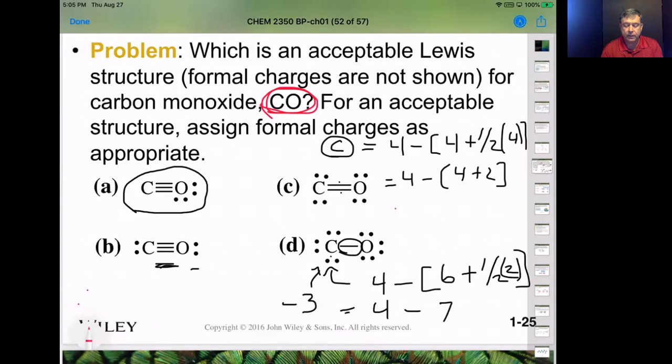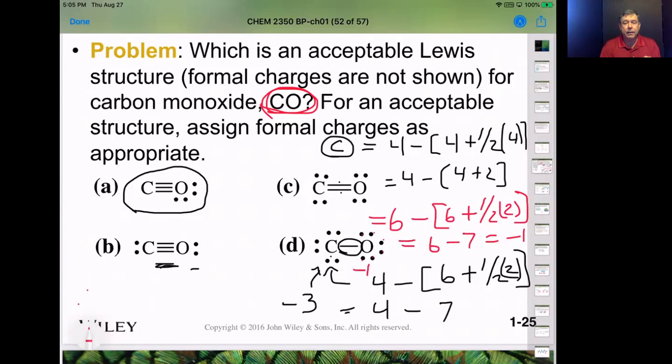Oxygen brought 6 electrons to the party, and it has 6 lone pair electrons, 1, 2, 3, 4, 5, 6. Then we add 1/2 of the shared electrons, which is 2. So it has a formal charge of 6 minus 7, which is equal to -1. So this Lewis dot structure should have a charge of -4. Is it a valid Lewis dot structure for CO? The answer is no, because the formal charges are just wrong. We have two different negative formal charges.